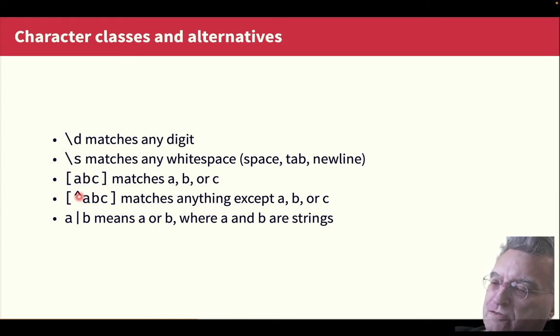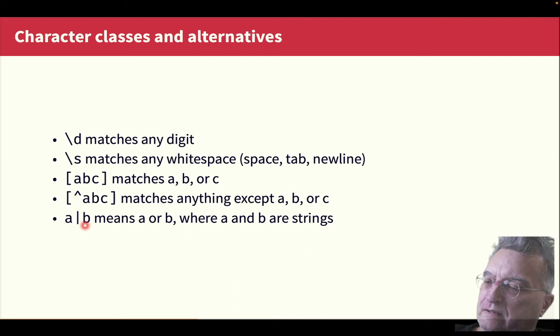square brackets. Here's where I mentioned the negation. So this matches the negation of A, B, and C, that is, anything except what's in the square brackets. And this has to be at the beginning. If I put this caret at the end, it would simply represent an actual caret. The only place that it represents negation is at the beginning of the square brackets.